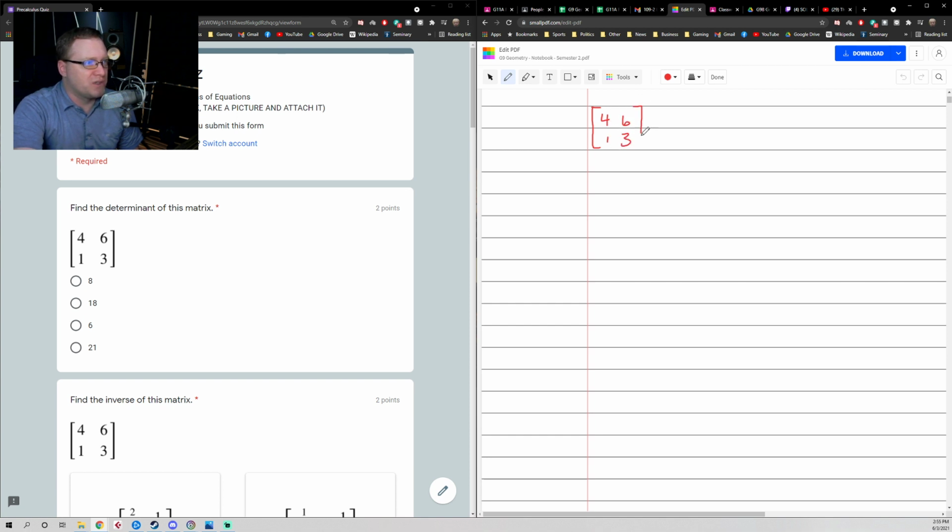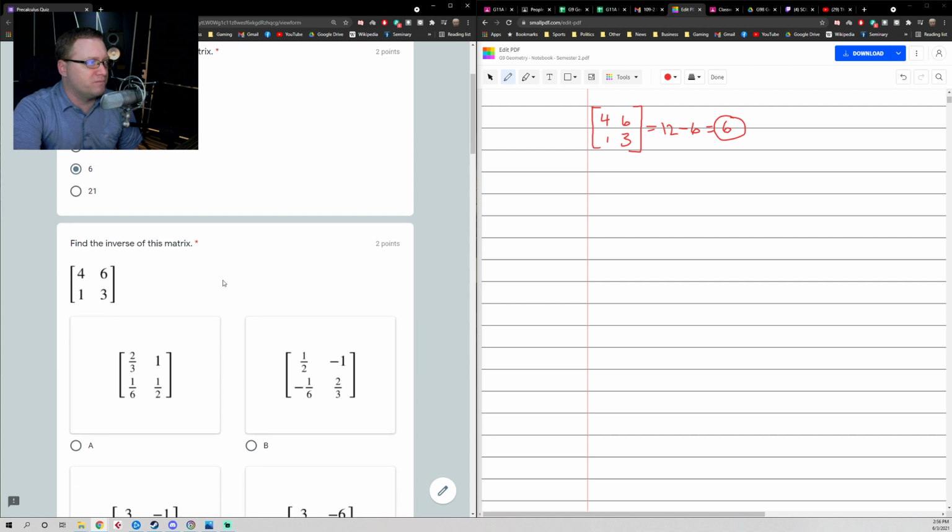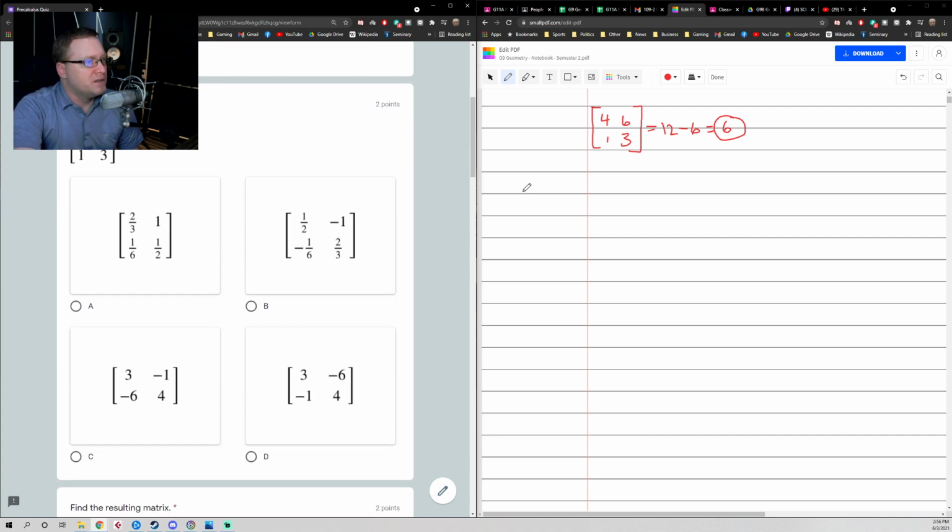Remember, to find the determinant of a 2 by 2 matrix, all we have to do is multiply 4 by 3, that's 12, and then we subtract 6 times 1, which is 6. And we will get an answer of 6. 12 minus 6 is 6, so the answer should be this one. That's number one. All right, let's look at number two now.